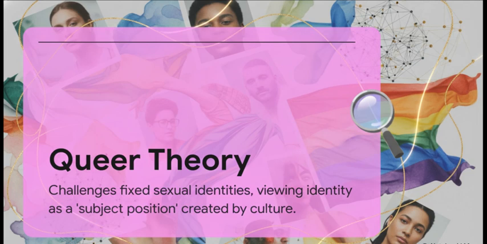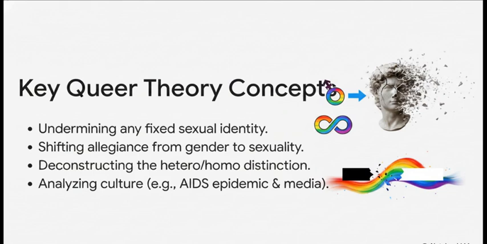The whole point of queer theory is to challenge those fixed identity boxes. It argues that our identities aren't something deep inside us, but are actually subject positions that are built by the culture and the language we live in. The big idea here is something called anti-essentialism, which sounds complicated, but it just means that our identities aren't some pre-written essence inside of us. This changed everything. The goal became to question any fixed sexual identity and to deconstruct that simple black and white distinction between hetero and homosexual. Basically, to pull it apart and show that it's not so simple.